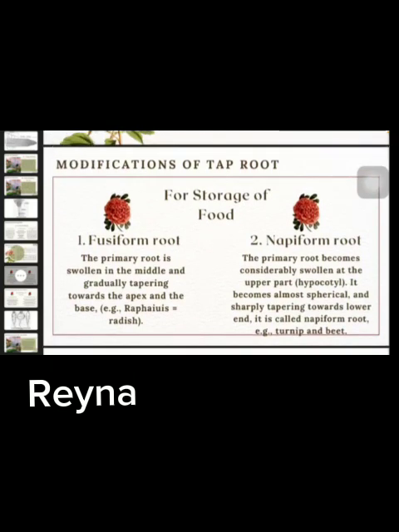Modifications of taproot. For storage of food, there are four types of it. First, we have fusiform root. The primary root is swollen in the middle and gradually tapering towards the apex and the base. For example, radish. Second, napiform root. The primary root becomes considerably swollen at the upper part. It becomes almost spherical and sharply tapering towards the lower end. It is called napiform root. Example, turnip and beet.